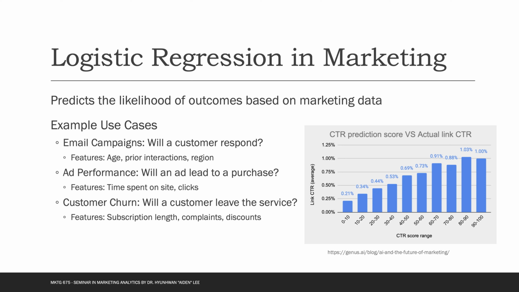For customer churn, it can estimate how likely a customer is to leave the service using information like subscription length, complaints, or discounts received. In all of these cases, the model gives us a probability for each customer, so we can rank them and focus our marketing efforts where they are most likely to pay off.